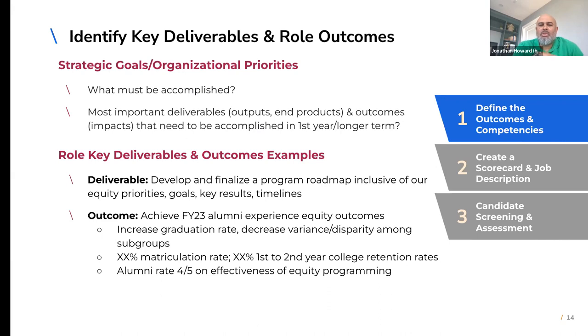So the big difference between a deliverable and an outcome: deliverables are outputs and end products. The example might be to develop and finalize a program roadmap, or to put together a strategic plan. It's some kind of actual product that they are going to create. And outcomes are the impacts. The outcomes are the more measurable thing. So what are we trying to achieve? What must be accomplished? And so, thinking through the goals that you have.